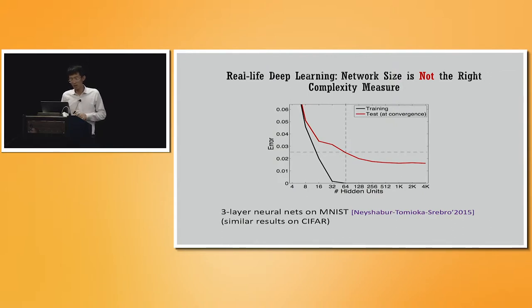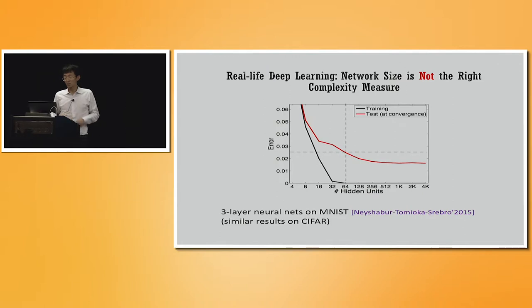So this is an experiment by Neyshabur et al. in an ICLR paper in 2015. A three-layer network on MNIST. Here you are allowed to change the architecture by a lot because the data is small. I think what they do is they use from four hidden units up to 4,000 hidden units in the architecture. So you increase the size of the architecture effectively by a thousand times, from 4 to 4K. And we see that the training error goes to zero after we use 64 hidden units.